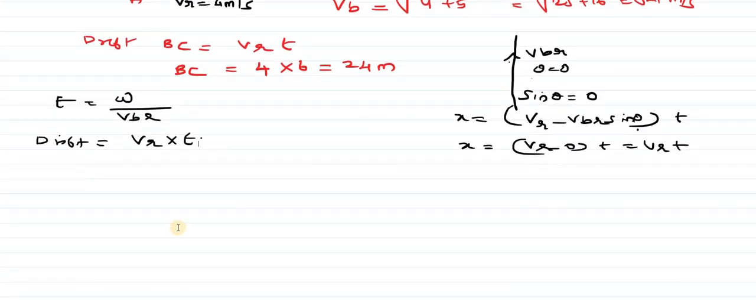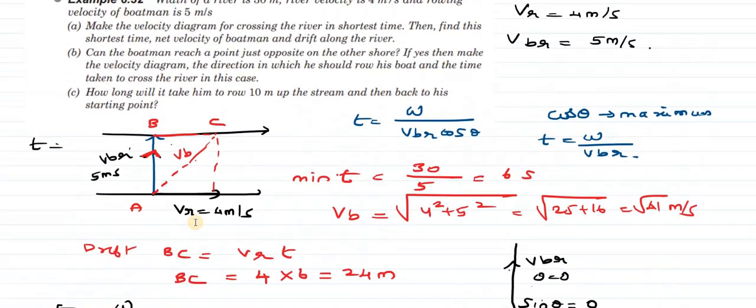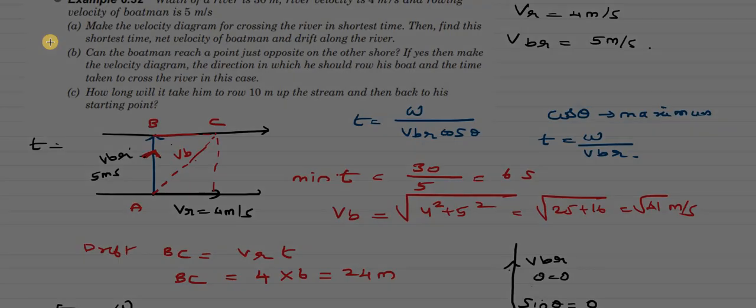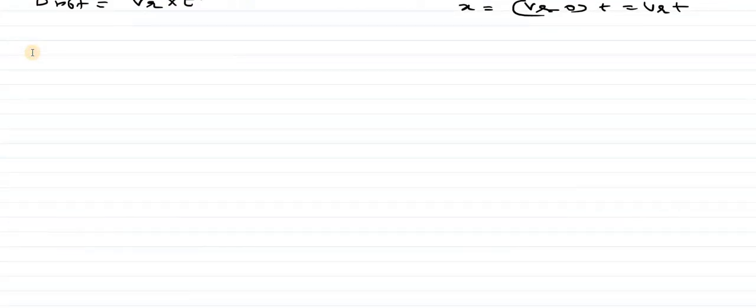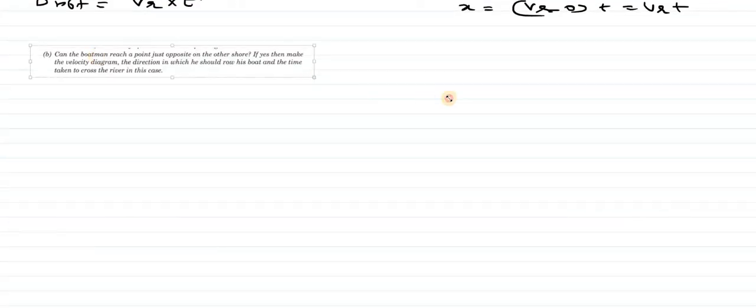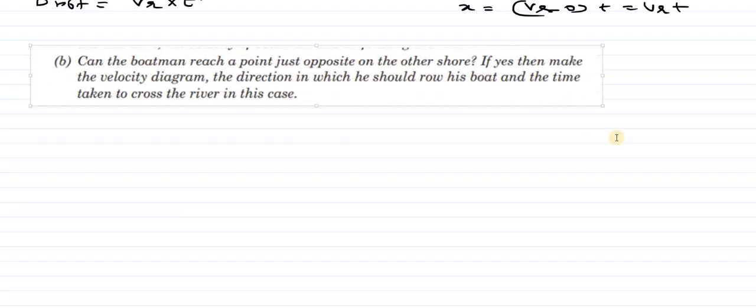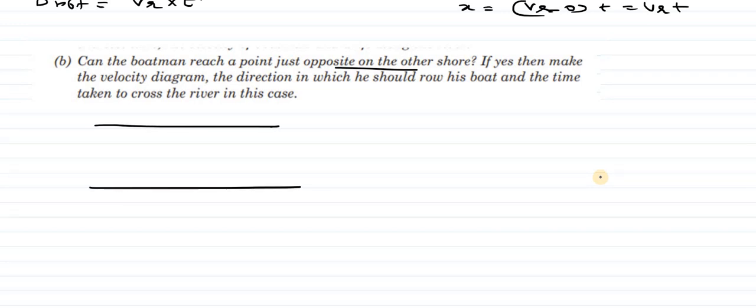Okay. So next question. In this only, the second question is, can the boatman reach a point just opposite on the shore? What do you mean by that? That is, drift is 0, right? Opposite on the other shore means there is no drift. Here you are just traveling. You start from A, you have to end at B. So that means drift has to be 0. For drift to be 0, what is the condition I told?